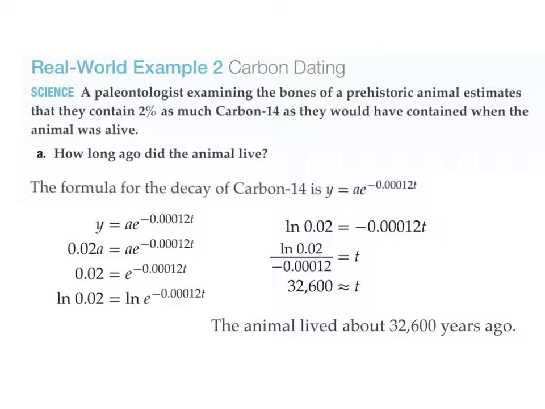Did you divide by a negative? Because the natural log of 0.02 is negative, and then of course on the bottom you have negative 0.0012. That is also negative, so that gets to the positive.